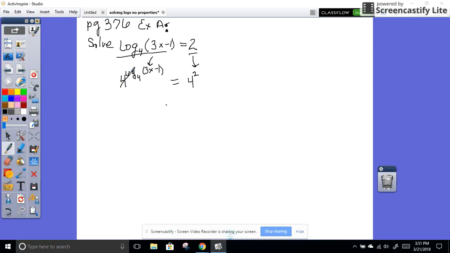So what's going to happen right here? These two things are going to cancel out, leaving you 3x minus 1. We don't have a need for the parentheses anymore, so you can leave it off, is equal to 4 squared. Now, you can multiply 4 times 4. That's going to give you just a simple linear equation now. Add 1 to both sides. 3x equals 17. Divide both sides by 3. And x is equal to 17 over 3.